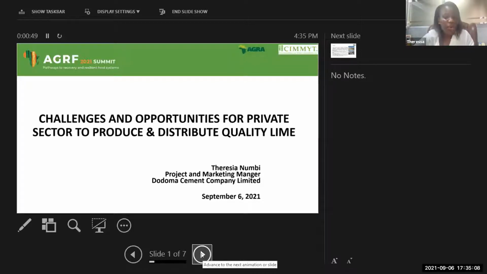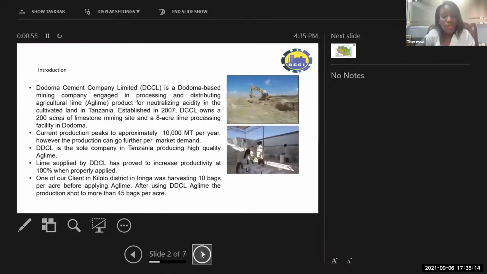So I'm also going to share what I have to get a perspective of who we are. To start with, I think everyone wants to know who Doma Cement is. Doma Cement is a mining company engaged in production and distribution of quality agricultural lime. We're registered here in Tanzania and are 100% owned by Tanzanians.